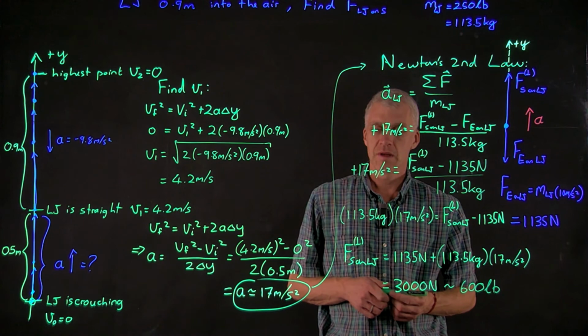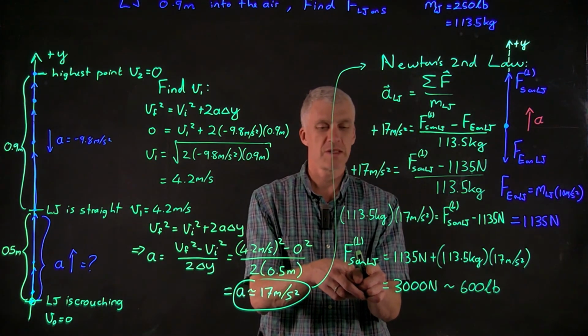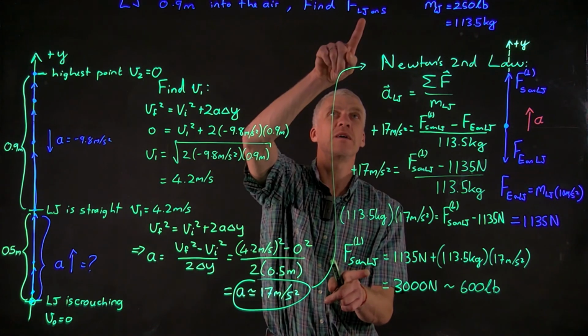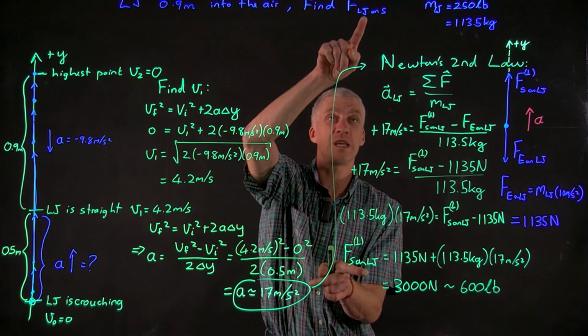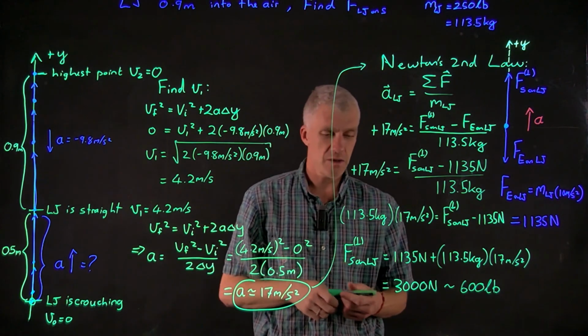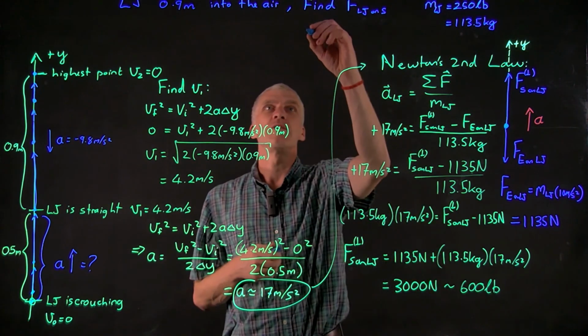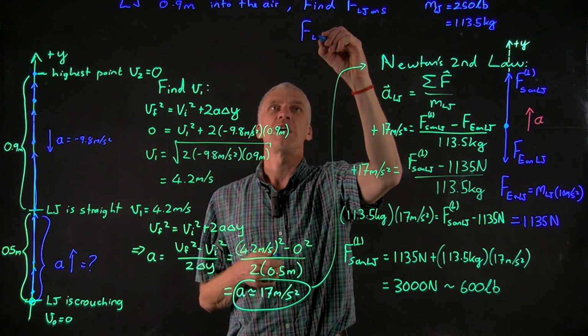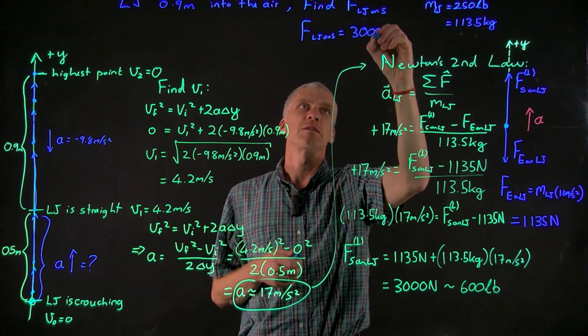The last thing to realize, of course, is that the force that the surface exerts on LeBron James is, by Newton's third law, equal and opposite to the force that LeBron James exerts on the surface. And so we have actually found the answer to our problem. The force that LeBron James exerts on the surface is equal to 3,000 newtons.